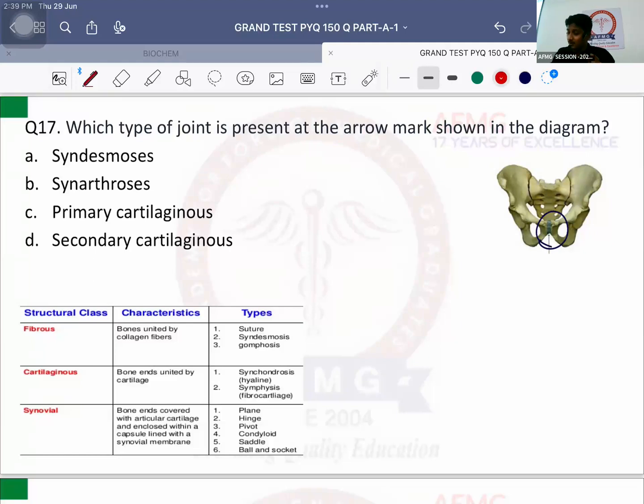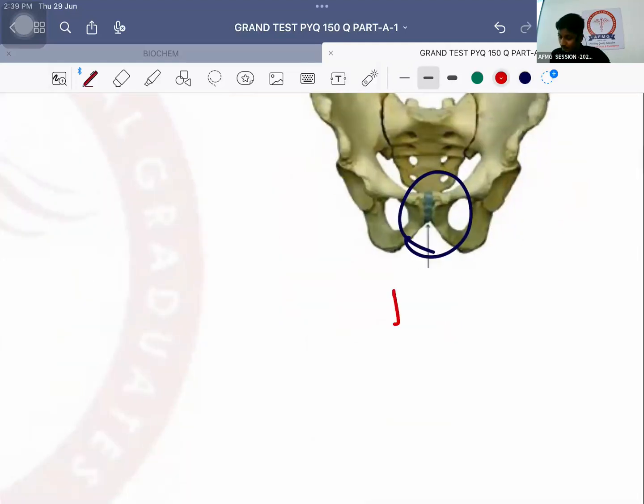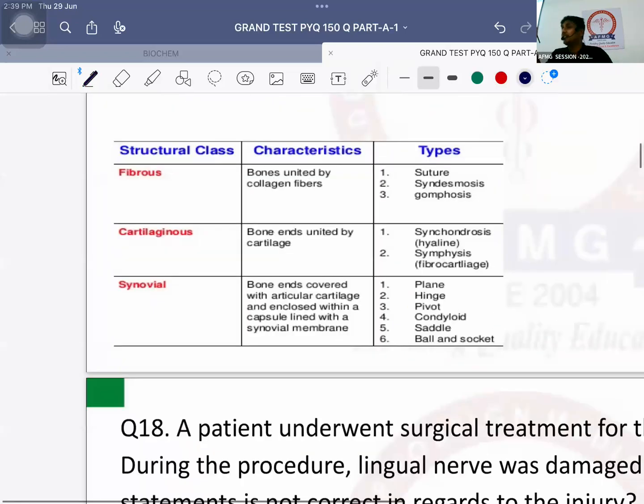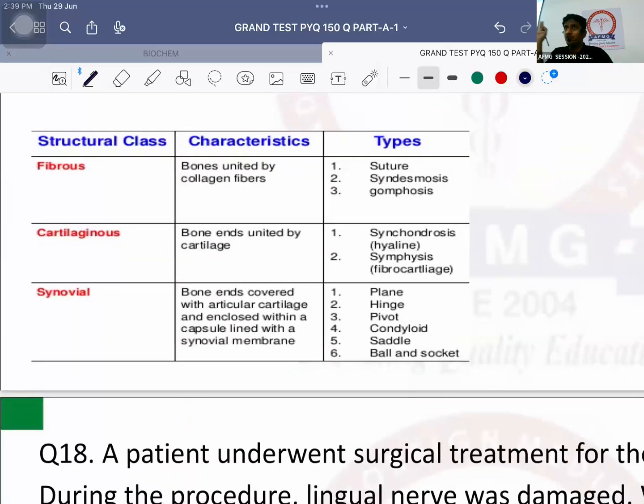What is this joint, the blue color joint? So both of these are the pubic bone, and this joint is nothing but the pubic symphysis. If I talk about the classification of joints, three questions come sometimes in the exam. So be sure with your joints.